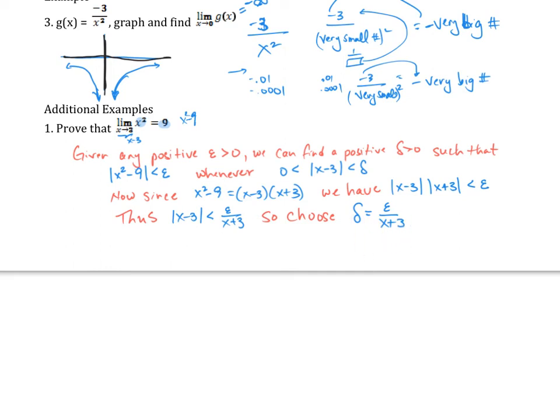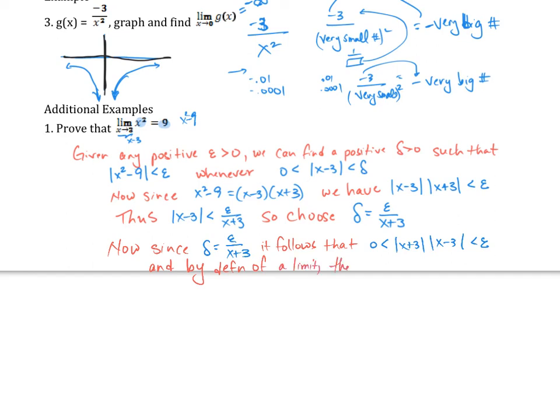Okay, so now let's finish off this proof. Now, since delta, let's put the other color, delta equals epsilon over x plus 3, it follows that 0 less than the absolute value of x minus 3 is less than delta, and by definition of a limit, the proof holds that the limit as x goes to 3 of x squared equals 9.